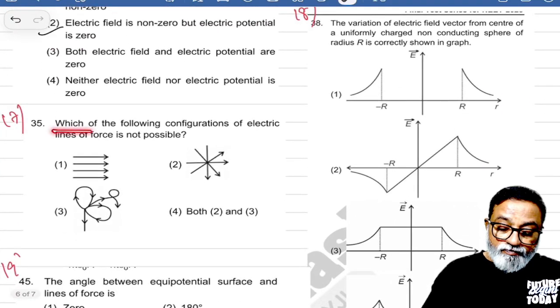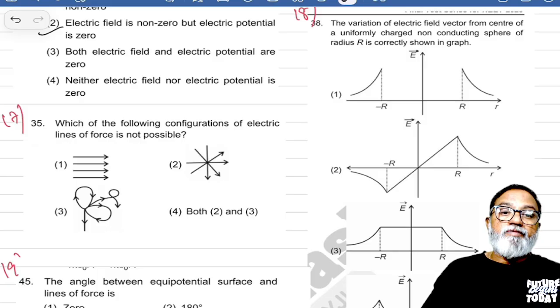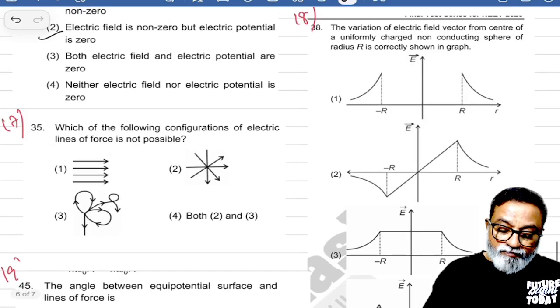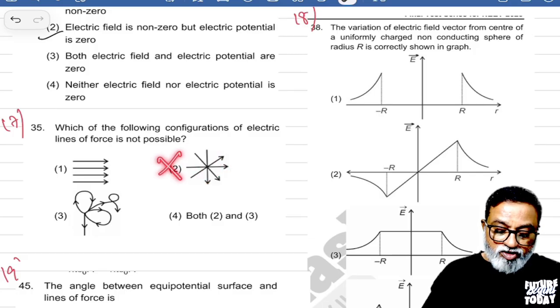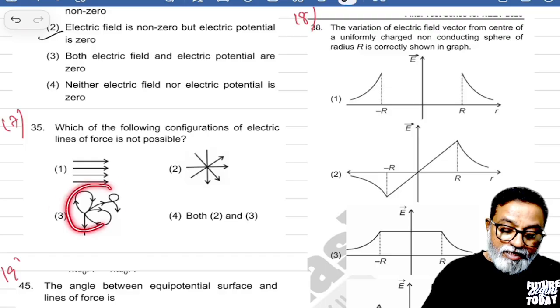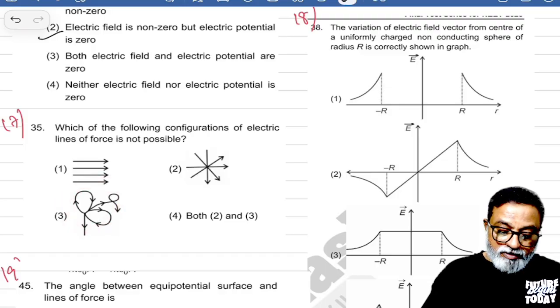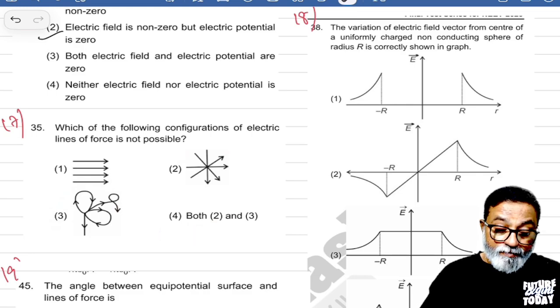Question 7. Which of the following configurations of electric lines of force is not possible? See here, electric lines of force never intersect. Here they are intersecting. Therefore this one is not possible. And electric lines of force are not closed curves. Therefore this one is also not possible. Therefore answer 4, both 2 and 3.